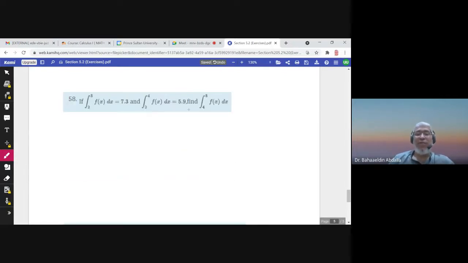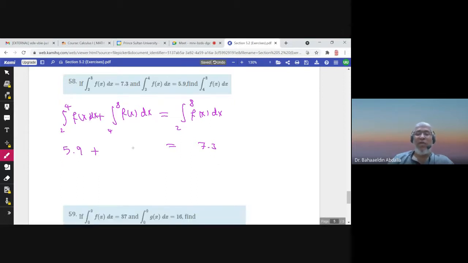Also here, I have the integral from 2 to 4 plus 4 to 8. I can write it as a single integral from 2 to 8. All right. And what do we have? From 2 to 8, I have 7.3. From 2 to 4 is 5.9. And he wants me to find this integral.